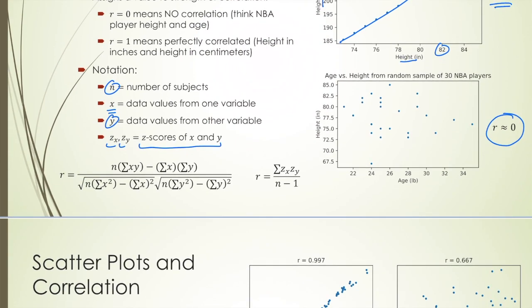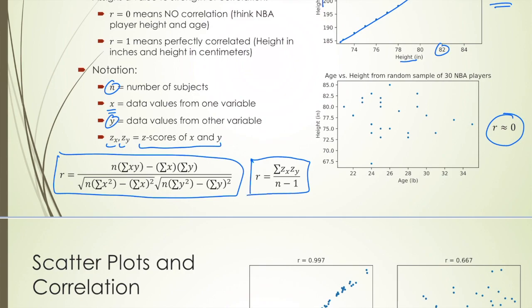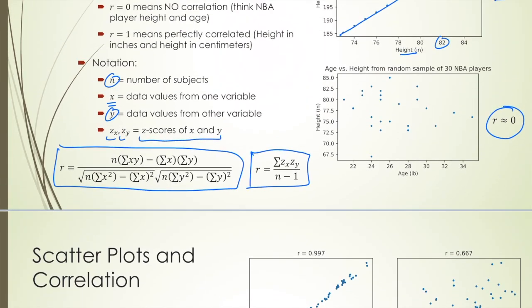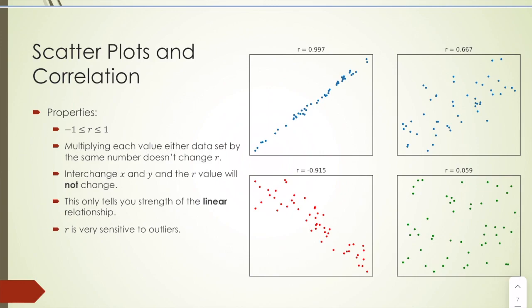All right, so here is our R equation. And this is one that is fairly easy to compute, at least relatively. This one here is more difficult to compute because you have to standardize your x's and your y's. Great. So here's a bunch of examples, or 4 examples at least. So your correlation coefficient is always going to be between -1 and 1 inclusive.